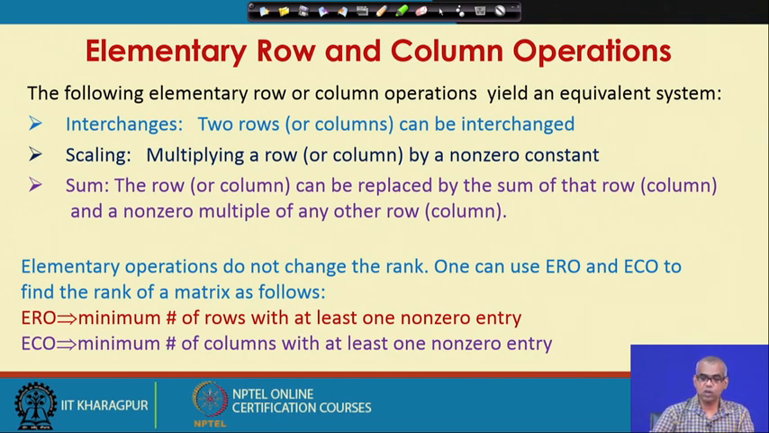Elementary row operations do not change the rank. One can use elementary row operations or elementary column operations to find the rank of a matrix as follows. When you do elementary row operations, the minimum number of rows with at least one non-zero entry is the rank of that matrix. Similarly, when you perform elementary column operations, the minimum number of columns with at least one non-zero entry is the rank of the matrix.